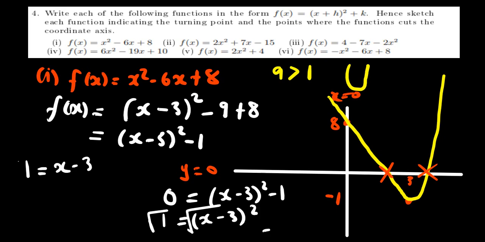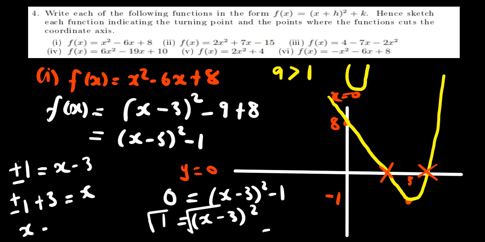So what are you now going to do? The square root of 1 is positive or minus 1, right? So I'm going to have positive or minus 1. When the negative 3 goes to the other side, it becomes positive, right? So I'll have positive 3 equal to x. So these are the values of x.